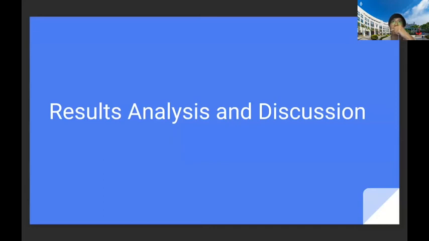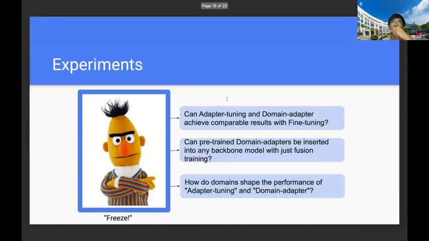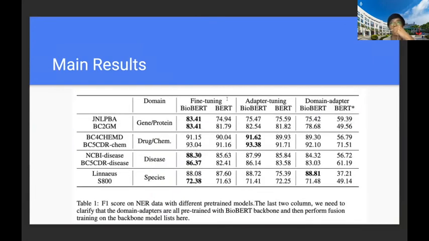Here we give some analysis of experiment results and some discussion. In the experiment section, we aim to derive the answers to these questions. First, can adapter tuning and domain adapter achieve comparable results with fine tuning? And second, can pre-trained domain adapters be inserted into any backbone model with just fusion training? And third, how do the domains shape the performance of adapter tuning and domain adapter? And this table demonstrates our main results.